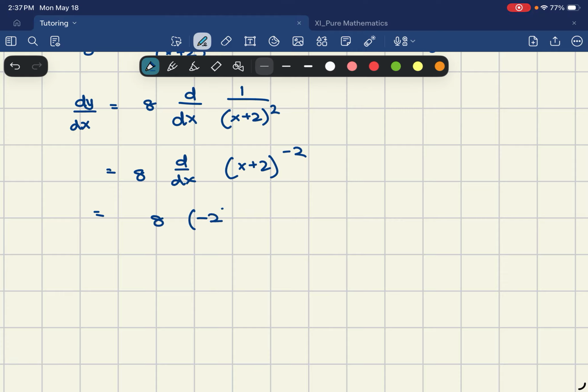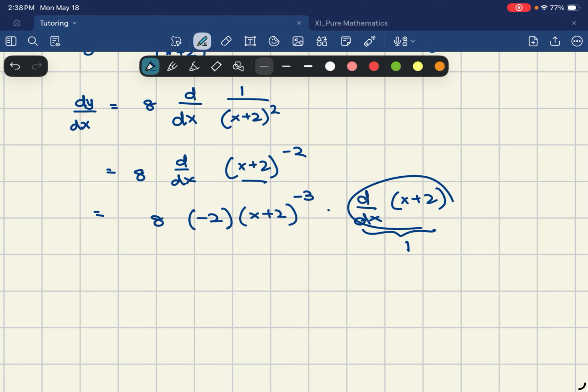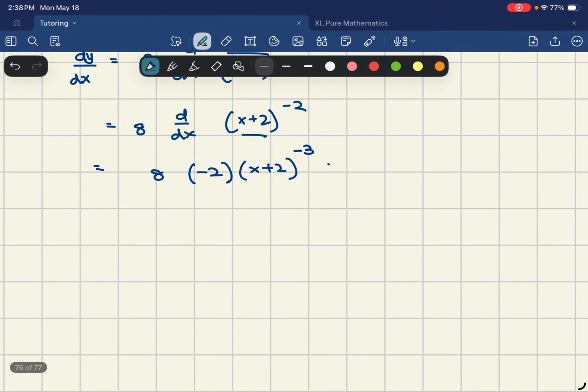So 8, you bring minus 2 to the front, (x plus 2) to the power minus 2 minus 1 is going to give you minus 3, times the derivative of the inside. This was x plus 2, so you differentiate it, you are going to get a 1 here. Times 1 you don't have to write out because anything times 1 is that thing itself, right? So you are going to get minus 16 divided by (x plus 2) cubed.